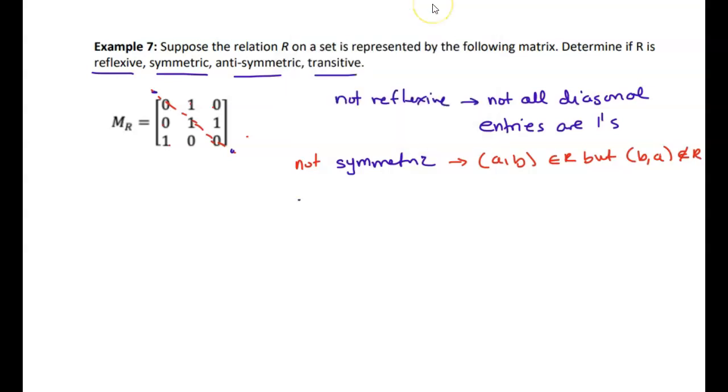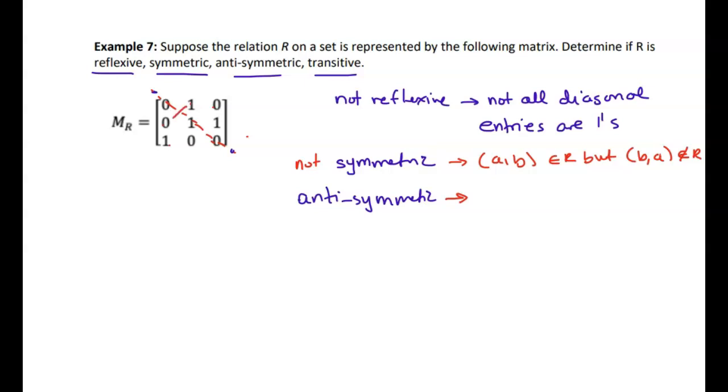Let's look at anti-symmetric. All right, so how do you check for anti-symmetry? Again, across the main diagonal, if there is an entry of 1, then its opposite needs to be 0. Okay? If there's an entry of 0, you don't care. Zeros could be across from zeros, but 1s have to be across from 0, because if something is in there, then across from it, its inverse cannot be there.